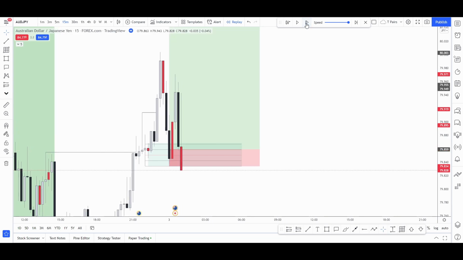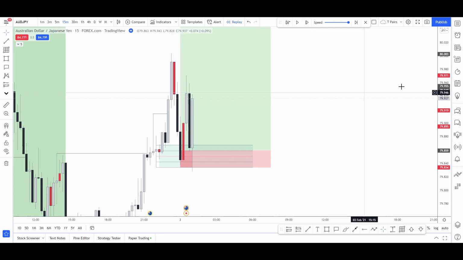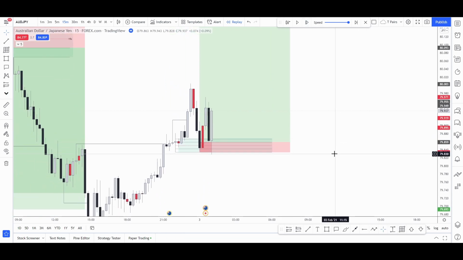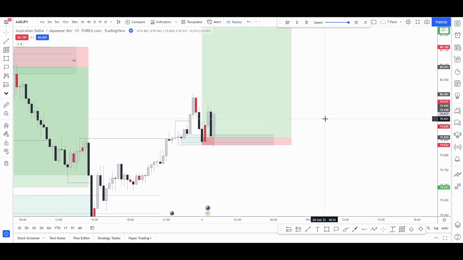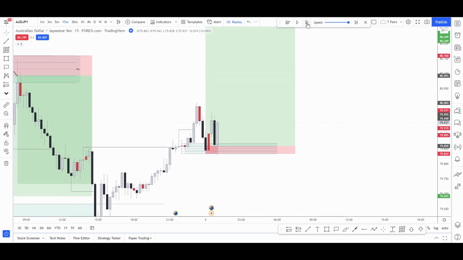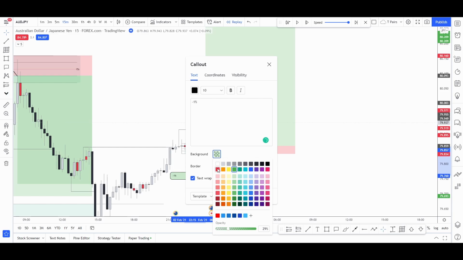Oh, looking bad again. Oh, you're joking, man. Oh, well, right. So, we're out of that, which is very, very frustrating, but let's see if we can get back in on something on the way up. That is annoying. Let's mark that on our chart as well. So that is -1.